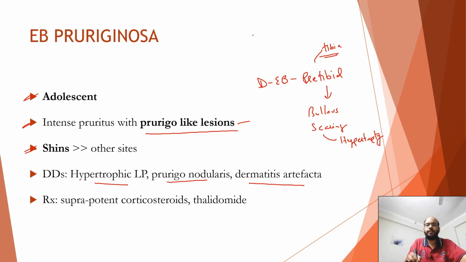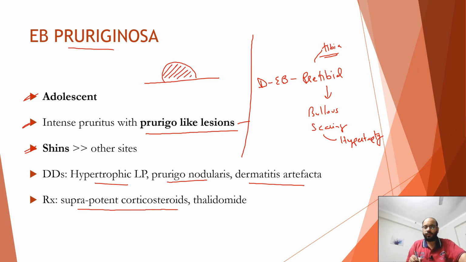Just remember that in the pretibial variant you have scarring, while in pruriginosa, as the name suggests, you have prurigo-like large nodules. The nodules are very, very large. Treatment is using superpotent corticosteroids, and the use of thalidomide was found to be extensively useful in EB pruriginosa. So if you come across especially a male child, do consider thalidomide.